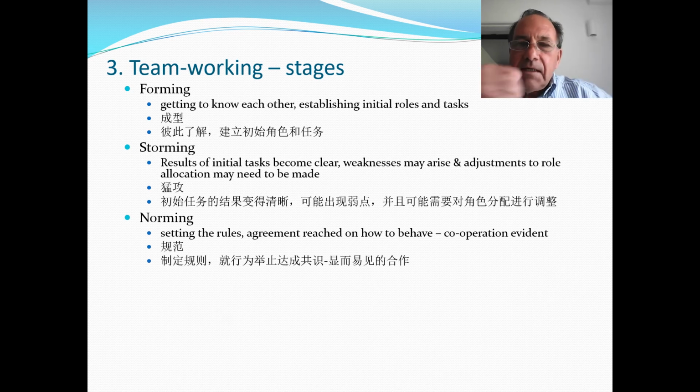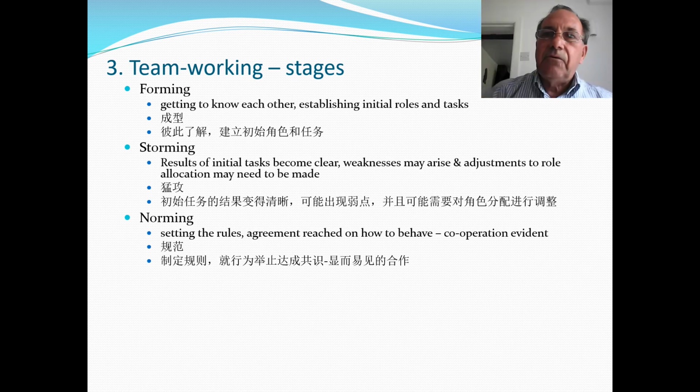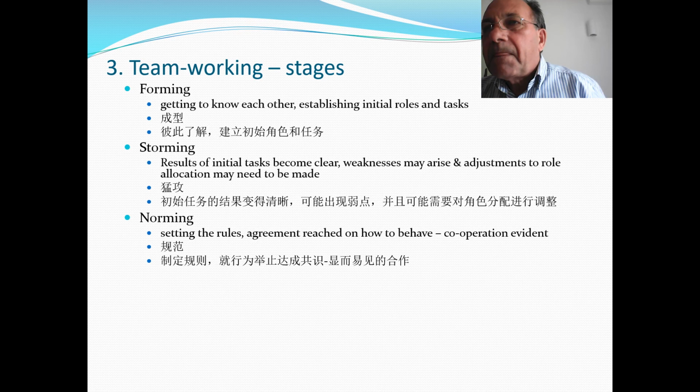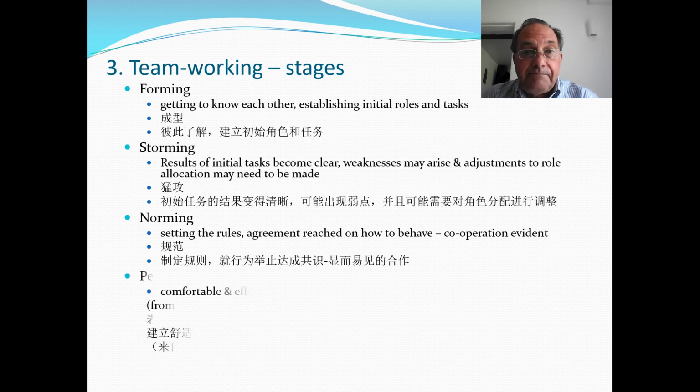The third stage of team development that Tuckman talks about is norming. Having gone through the storming stage, people begin to understand who's doing what and how people are going to behave, whether that's attending meetings on a regular basis and being prompt in arriving at those meetings, and just understanding what the team rules are and how they're going to be applied.